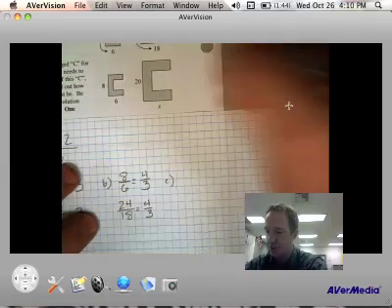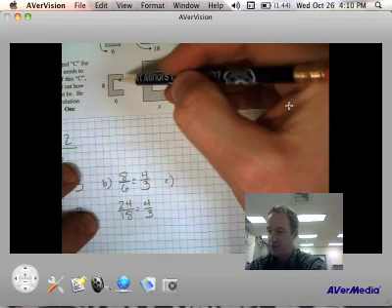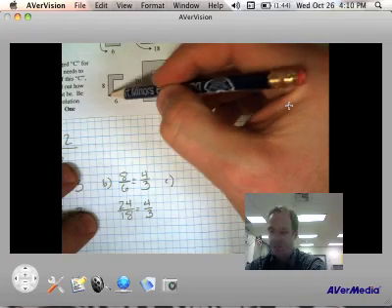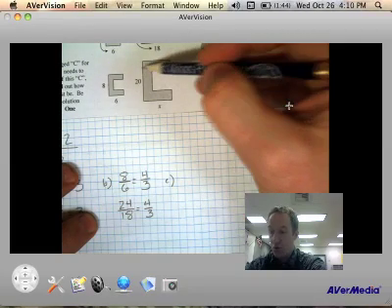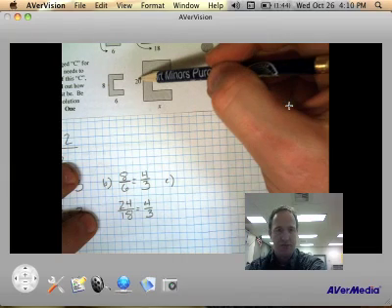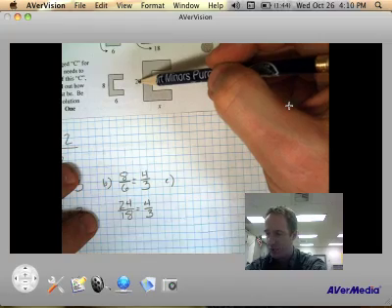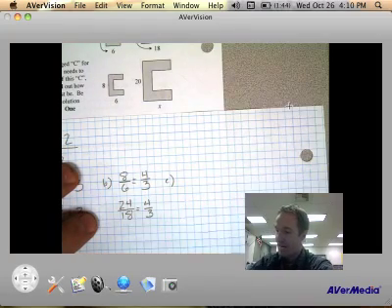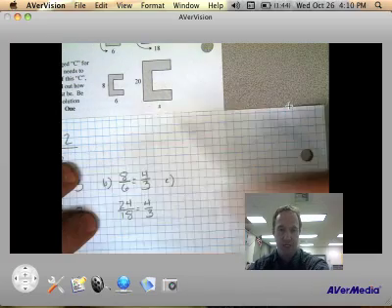Here we've got an enlargement of our original C. The original C was 8 high and 6 wide. Now our enlargement is 20 units high, and I can't really think of a number that you multiply 8 by to get 20. It's not a whole number, it's a decimal. So we need a way to find the width of that figure.